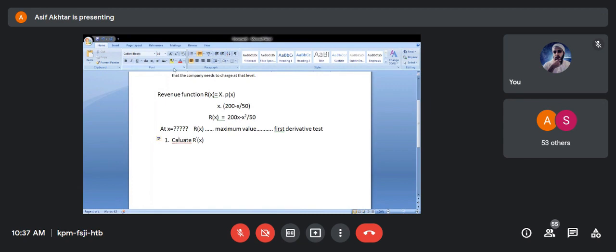So what you need to do? 200 minus x upon 25. Okay, that is R dash x. Then put this R dash x equal to 0 and find the values of x. आप x की वैल्यू निकालिए कितनी आ रही है. Then x is 5000. Two values of x, x1 and x2. Check R dash at x.